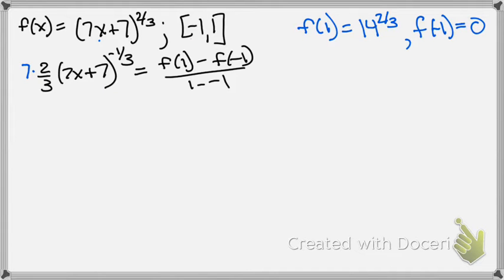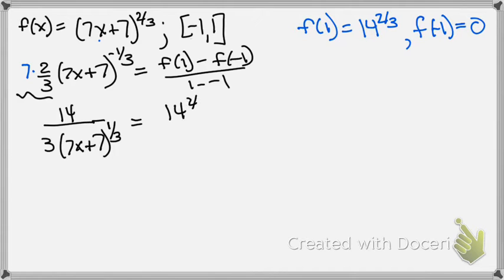All right, so now let's simplify what we have. Over here, I'm going to have a 14 on the top, the 3 is on the bottom, and the 1/3 power or cube root is also on the bottom, and it doesn't matter which way you write that. On the right side, filling in the f of 1, we have 14 to the 2/3 power, yikes, minus 0, all over 2. Okay, so we got a couple of other ugly things happening from here. So how do you want to handle this?